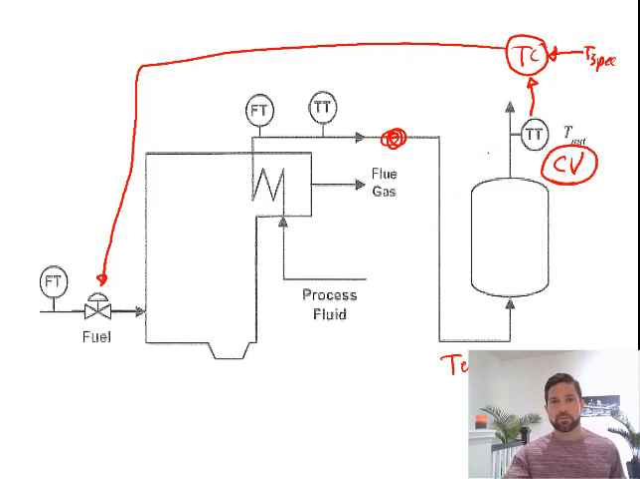So in order to improve the performance of the system, I want you to design a cascade scheme that accounts for a variety of types of disturbances associated with this process.